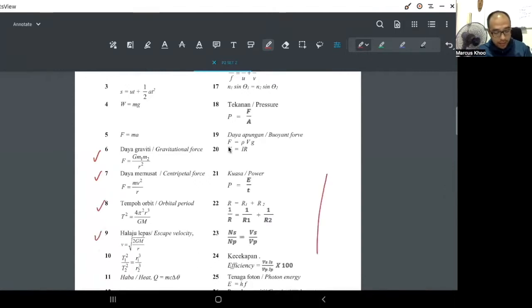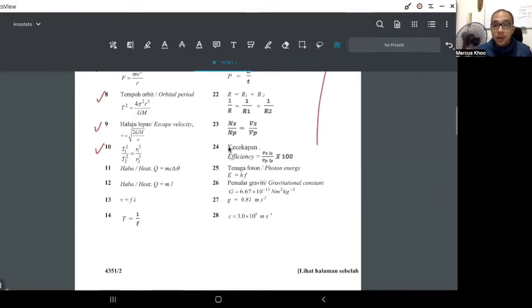Okay. Of course, Kepler's law is also given. But again, just to remind you that not always all the formulas are given. In physics papers, the formulas will change every year. Not every formula is given.